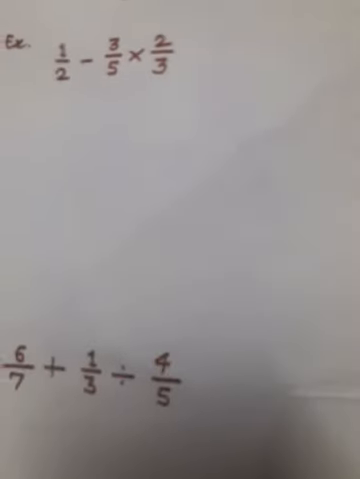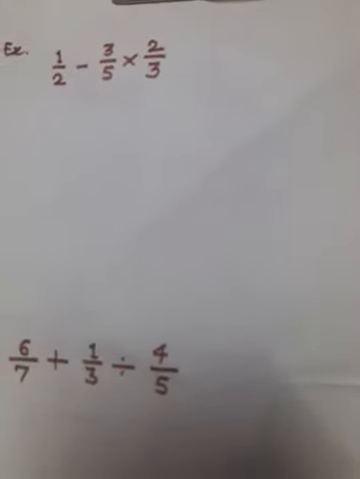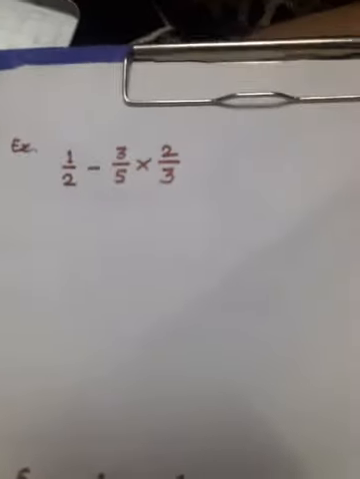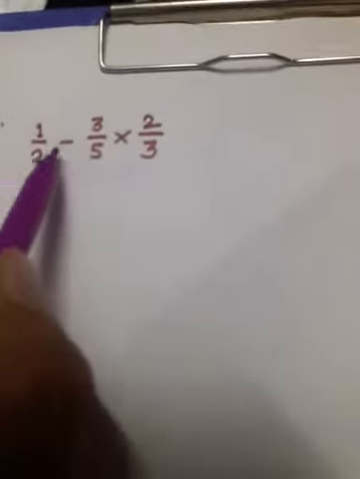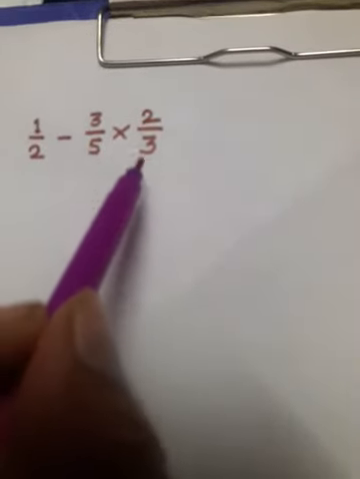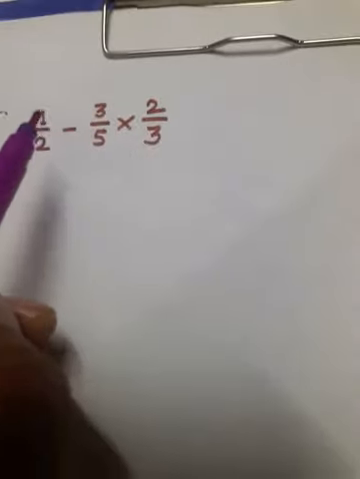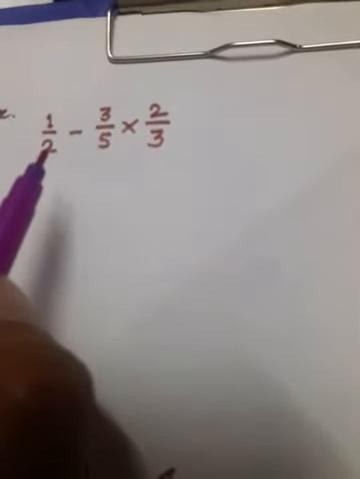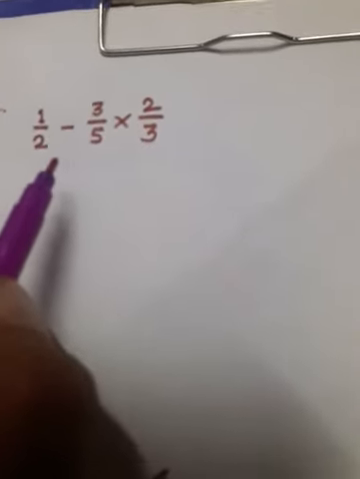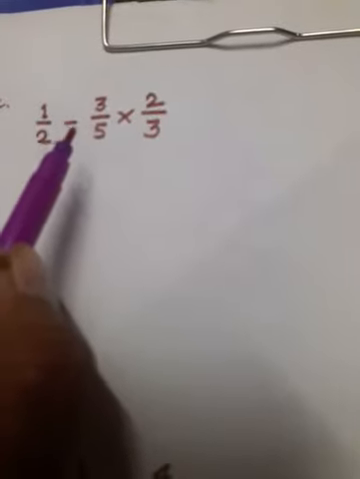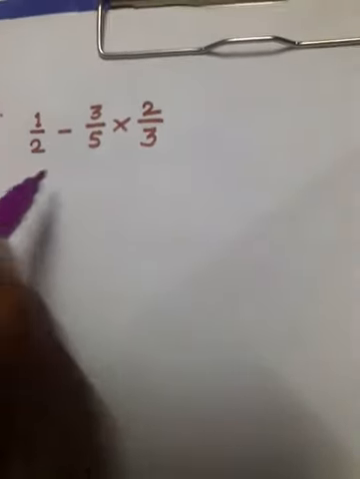Let us solve some more examples to simplify expressions. Here is the next example: 1 upon 2 minus 3 upon 5 into 2 upon 3. By using the rule for simplifying an expression, we have to carry out the operation of multiplication first.